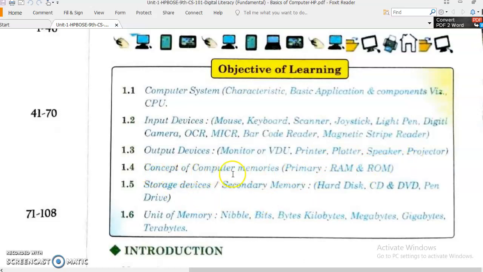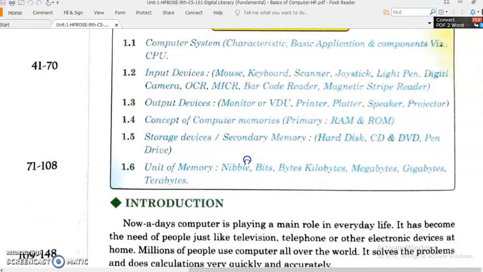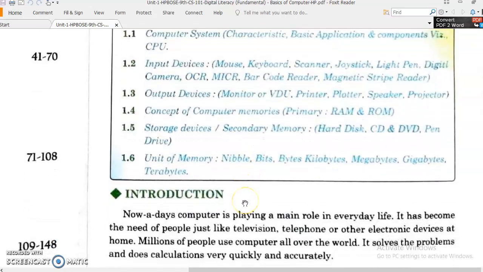Then comes the concept of computer memories, which will cover the primary memory such as RAM and ROM, storage devices or the secondary memory such as hard disk, CD, DVD, pen drive, and finally, the units of memory such as nibble, bit, bytes, kilobytes, megabytes, gigabytes, and terabytes.